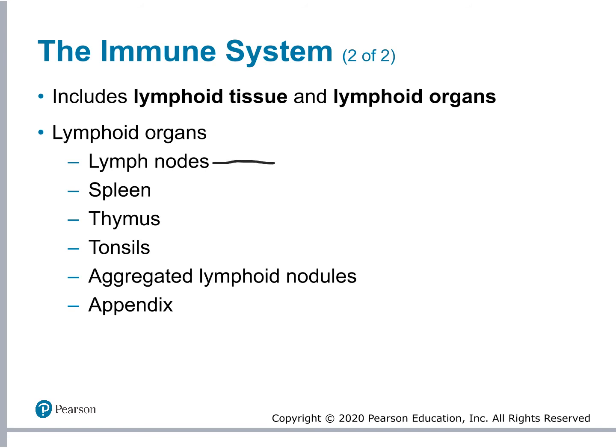Lymph nodes are found along or among the lymph collecting ducts. Then there is the spleen. The spleen is in the upper left quadrant of the abdomen. If you remember way back in chapter 1, we separated the abdomen into quadrants.